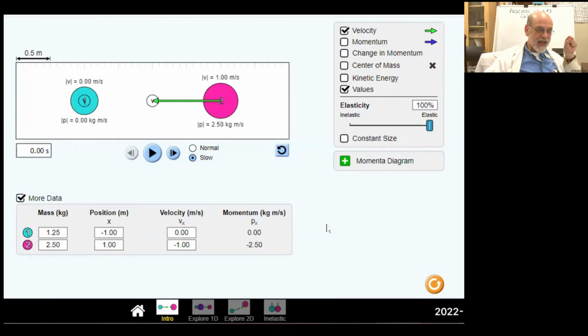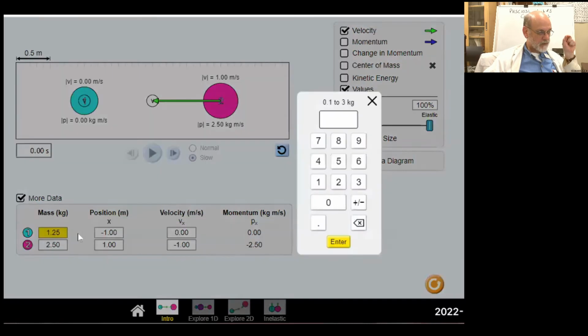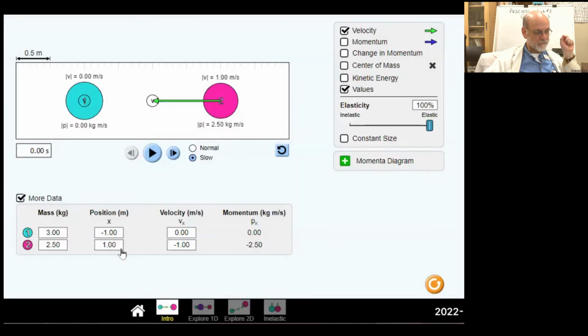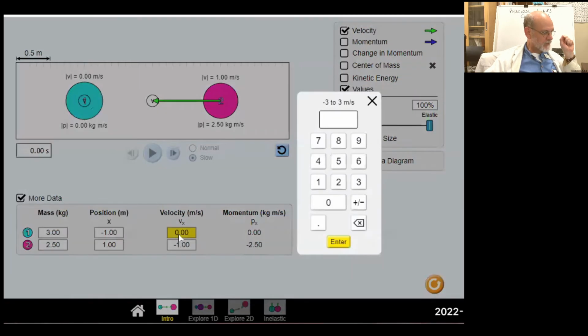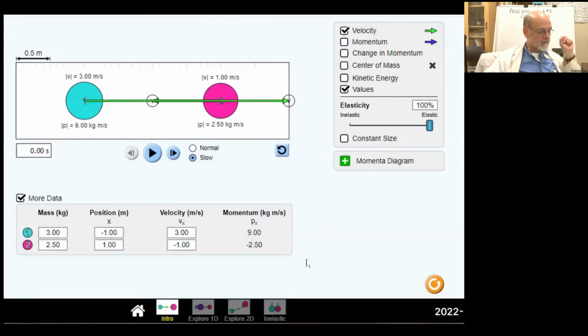And you're given the mass for 1. So let's go ahead and set the mass for 1. The mass for 1 is 3 kilograms. Okay. You're also given the velocity for 1 is 3 meters per second. And the velocity for 2 is minus 1. So we'll leave that one alone.